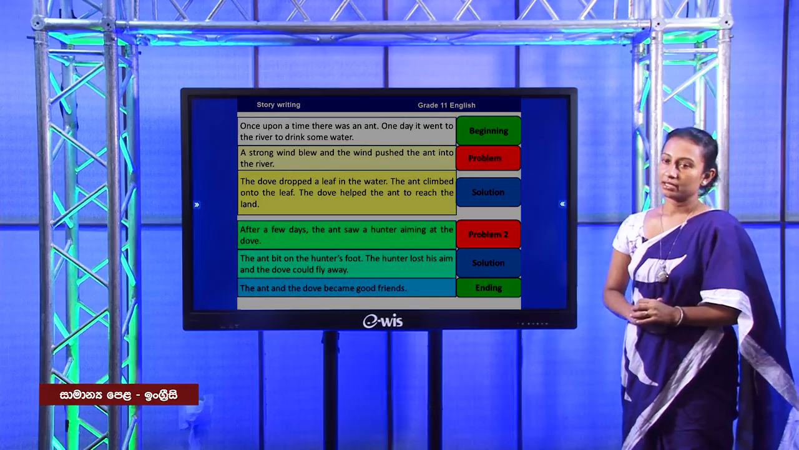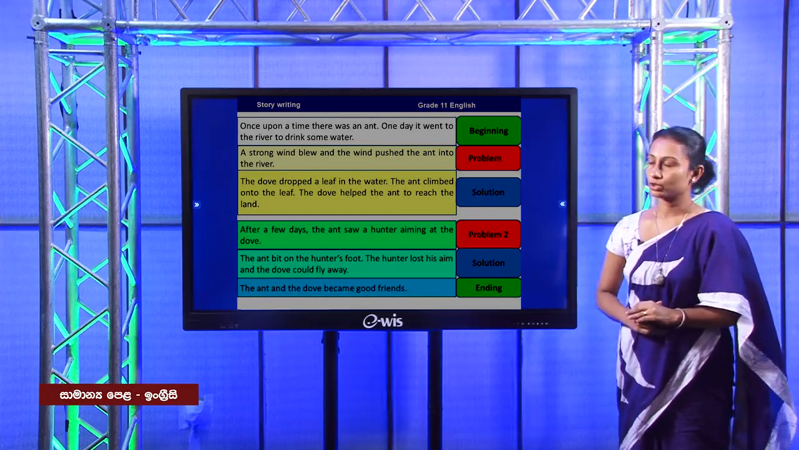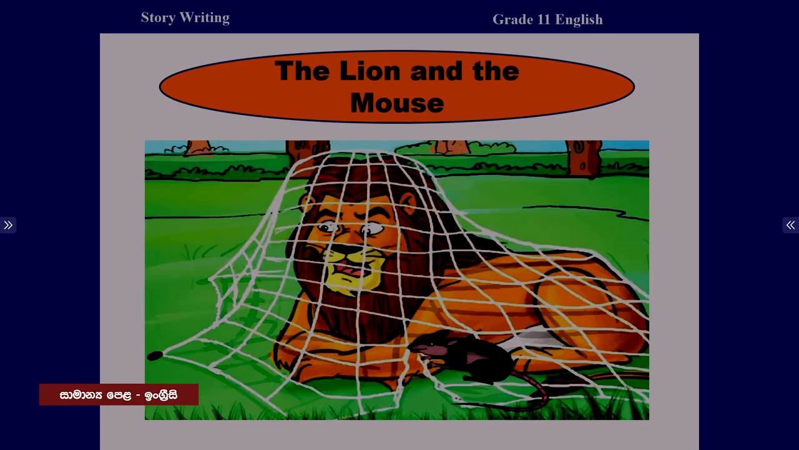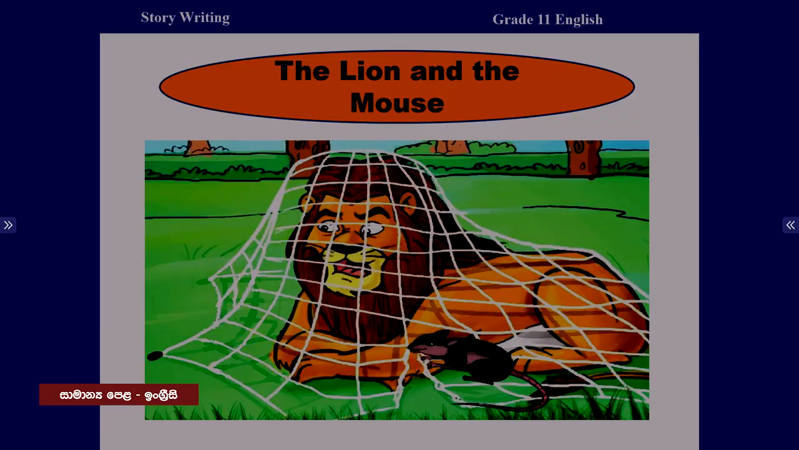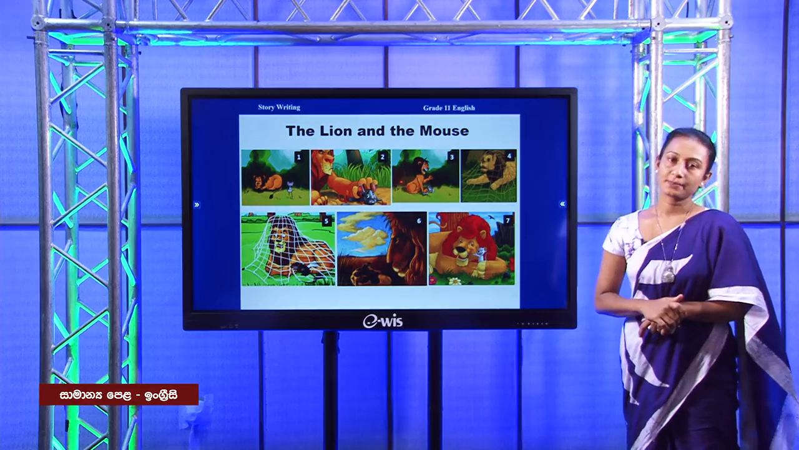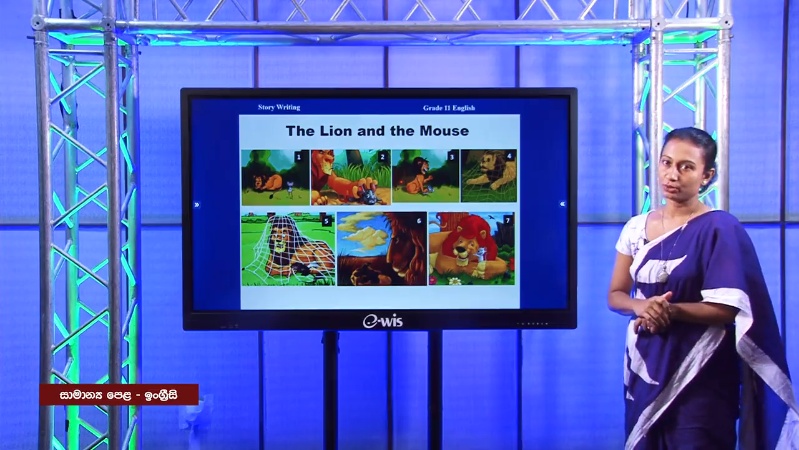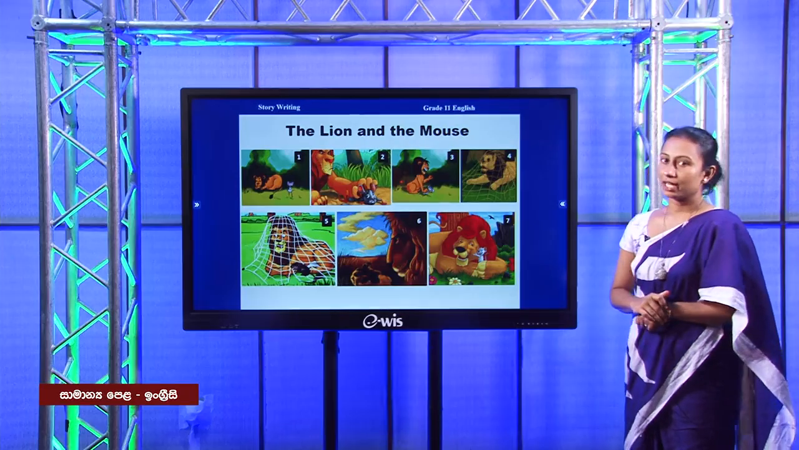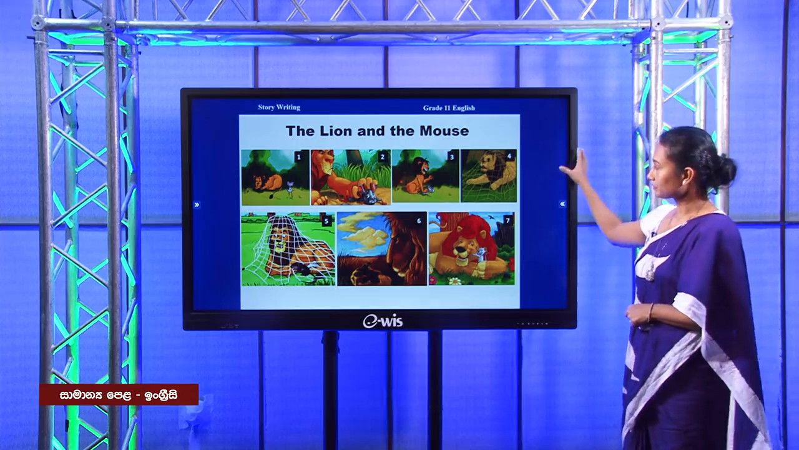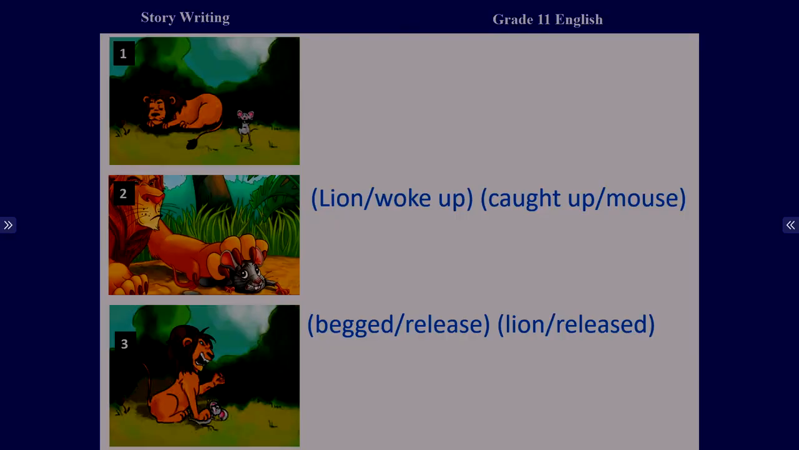So children, now we are going to write another story. So this is the third story, the lion and the mouse. Let's see the pictures related to the incidents of the story. Looking at these pictures, you can understand the story. Let's start to write the story. What can you see in the first picture?